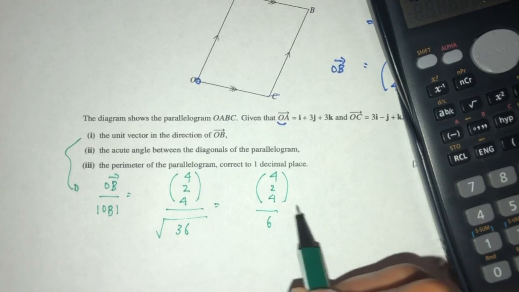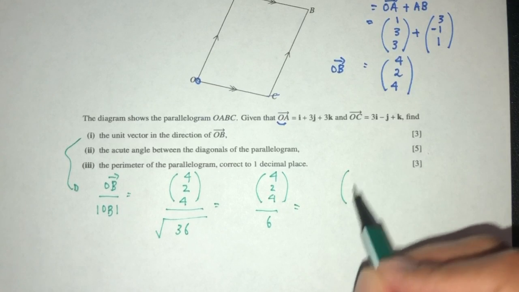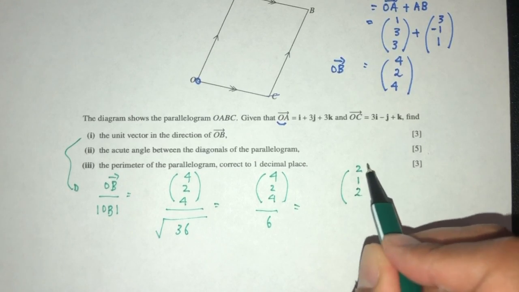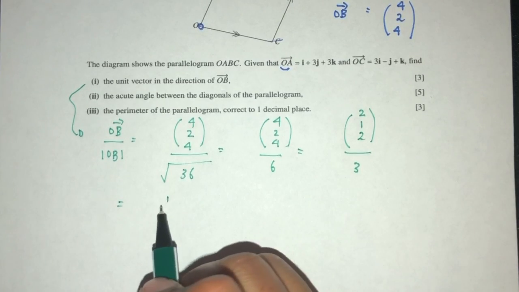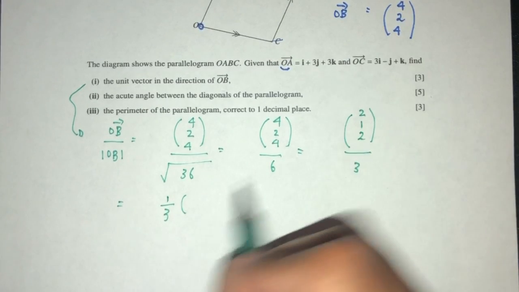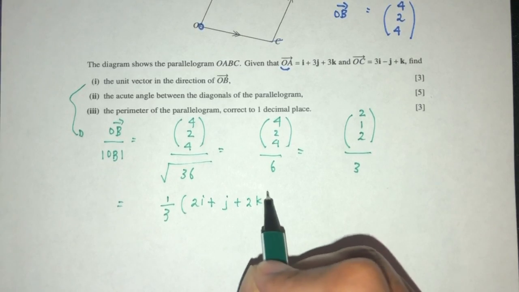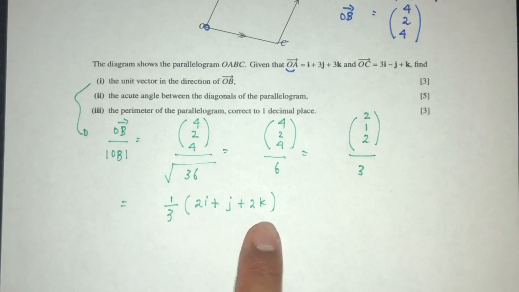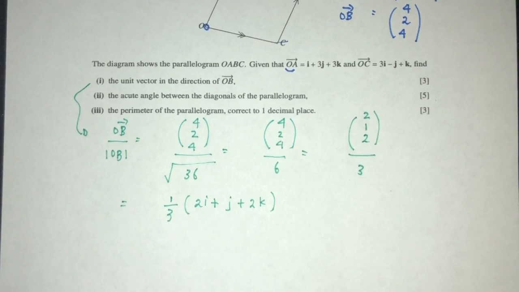Divide by 6. So we can simplify. We can divide by 2 everywhere. You will have 2 here, 1 here, 2 here, and here you will have 3. So finally we can write it will be 1 over 3 times 2i plus jm plus 2k. Now the reason why we write this as such is because it is given to you as such. You always give it back the same way for your answer. Part 1 of the question.